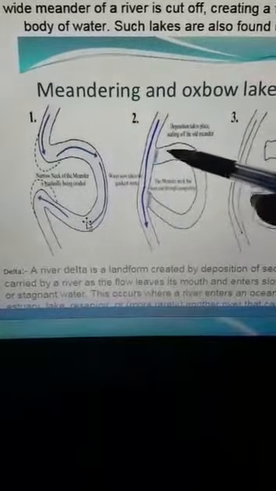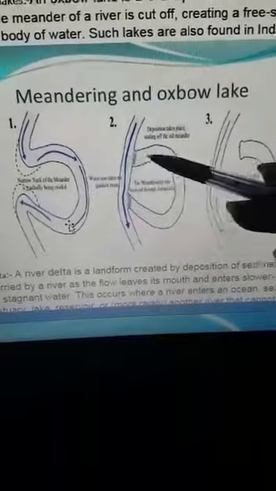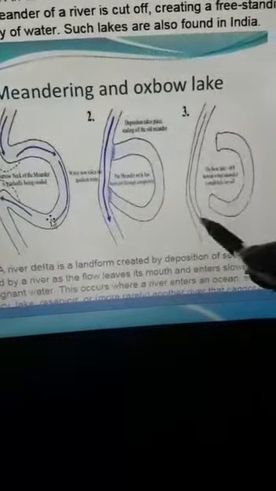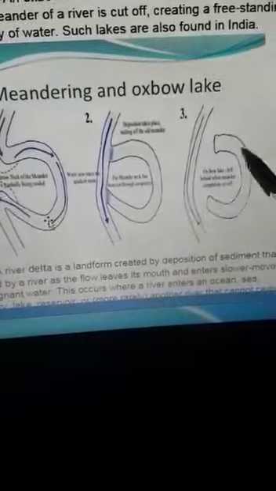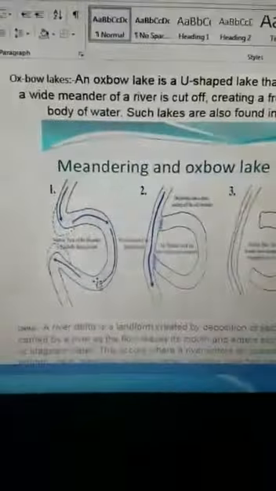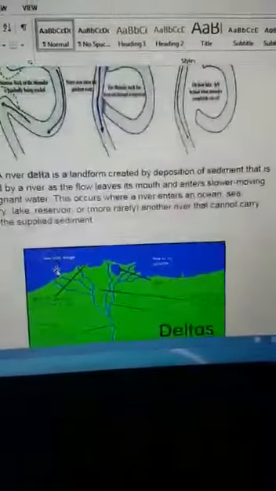Here when the deposition is there, then this channel with water is cut off from the main river. Okay, see this one, the main river is here and due to the depositional feature this one is cut off. So this one is known as Oxbow Lake or Horseshoe Lake. This is how the Oxbow Lake and Horseshoe Lakes are formed.